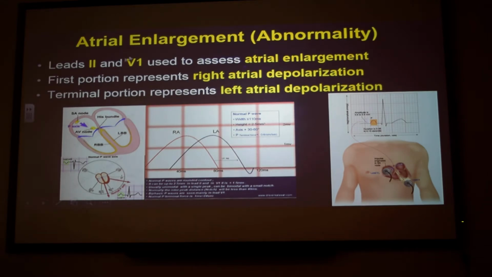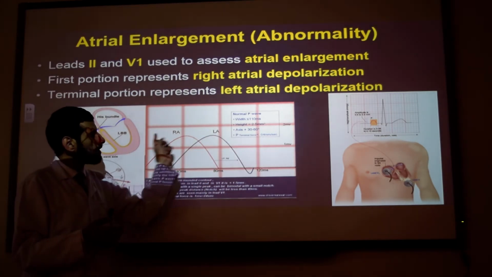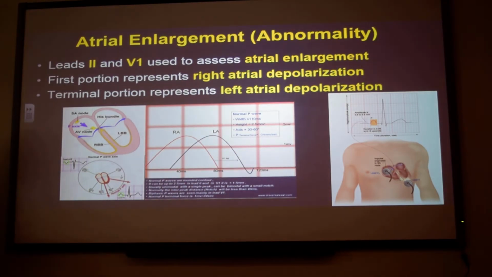So normally, this is lead 2. The sinus node starts firing and stimulates the atrium. Which atrium will be stimulated first? Right. So the first part of the P wave is right atrial activation, right atrial depolarization. Then of course it starts to stimulate the left, so we have left atrial activation. Because normally, if they are normal size, it happens almost simultaneously. We see only one rounded P wave in lead 2.